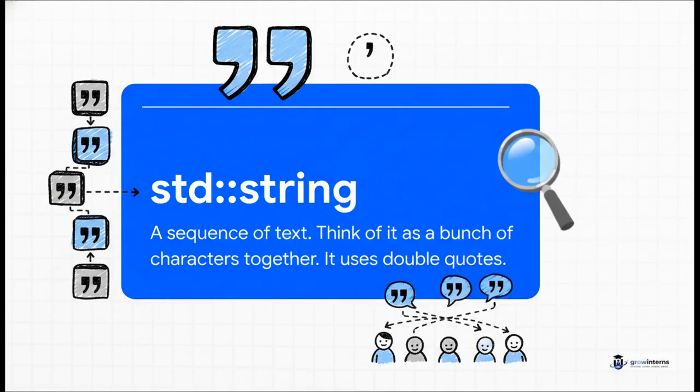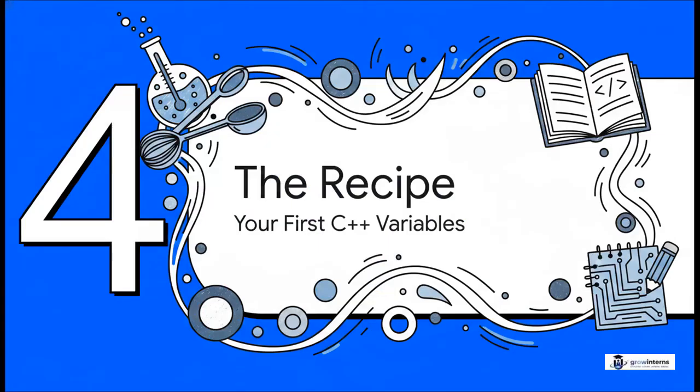So 'A' in single quotes is a char. "A" in double quotes is a string. They are not the same thing. If you mix those up, your compiler is going to yell at you. Guaranteed. Whew, okay. That was a lot, I know.